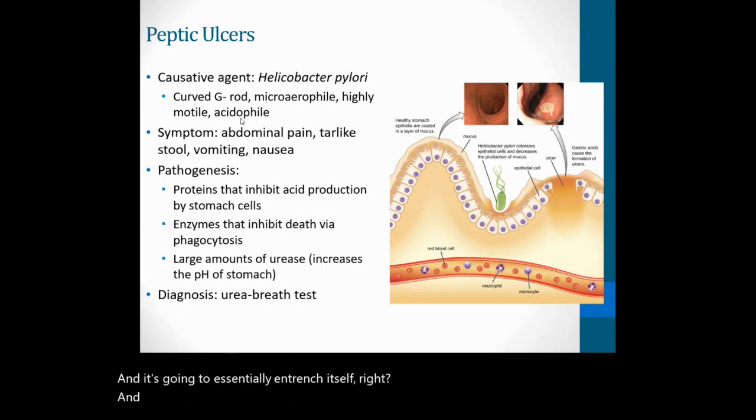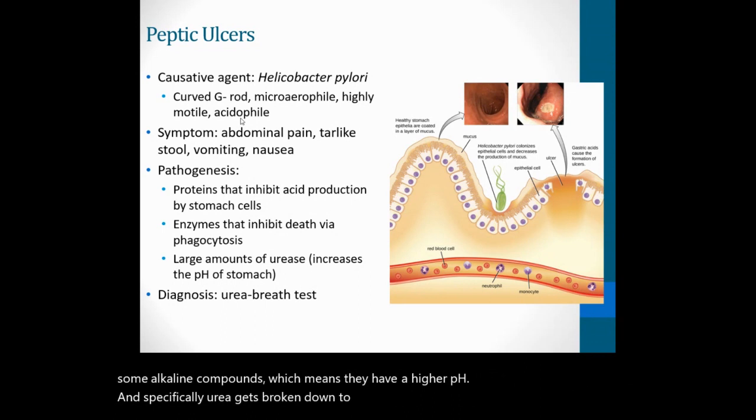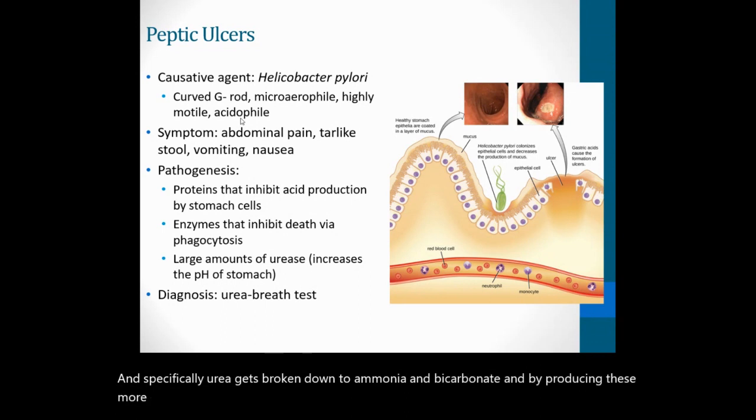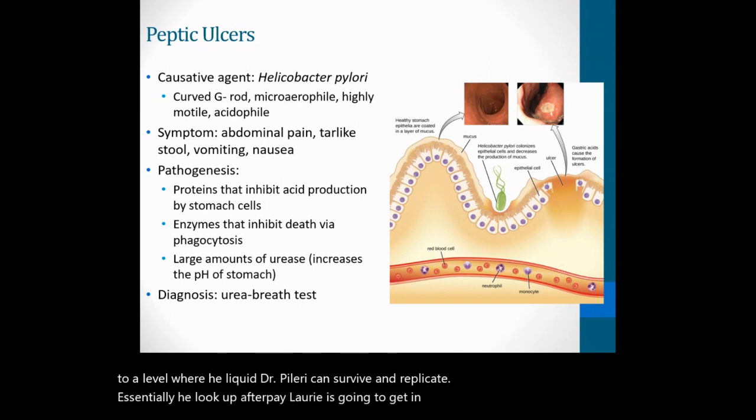And it's going to use an enzyme called urease. And that urease is going to break down urea into some alkaline compounds, which means they have a higher pH. And specifically, urea gets broken down to ammonia and bicarbonate. And by producing these more alkaline molecules, it's going to help neutralize the stomach acid. Okay, so it's going to be to a level where Helicobacter pylori can survive and replicate. So essentially, Helicobacter pylori is going to get in and infect the stomach.